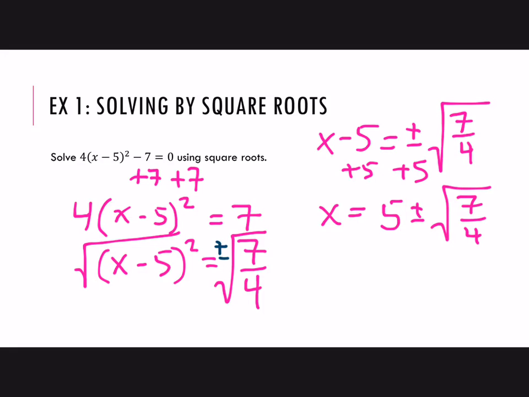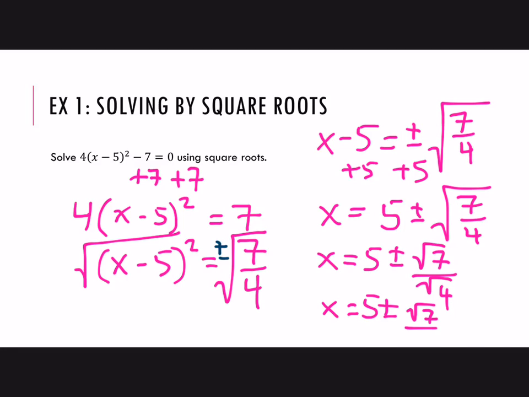And then finally we need to simplify the square root. You may remember that there are 3 things that you look for when simplifying square roots, and one of them is that we don't like fractions inside of square roots. So I'm going to rewrite that as square root 7 over square root 4. And I know that the square root of 4 is 2, so we end up with 5 plus or minus square root of 7, over 2.